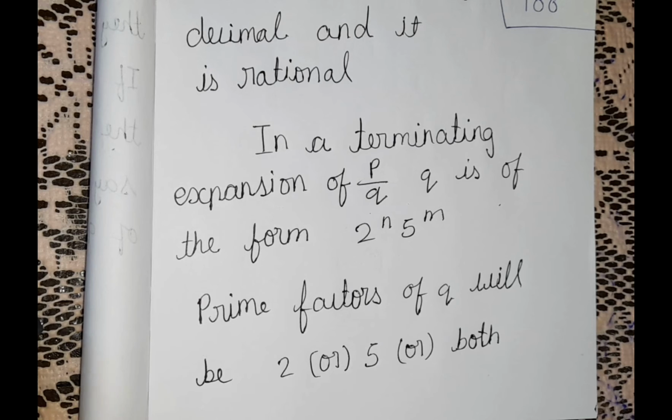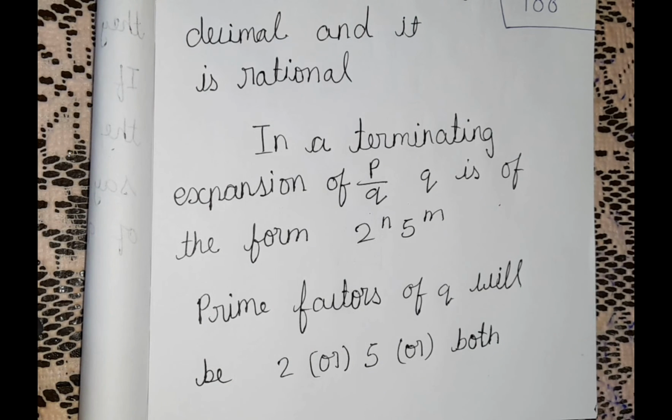It was pretty easy because we know what prime factors are, and we know the form 2 power n and 5 power m, because in the previous sums we solved them using the prime factorization method. I hope you guys know what terminating and non-terminating decimals are. In the lower classes we had already learned them, and now we learned them again.